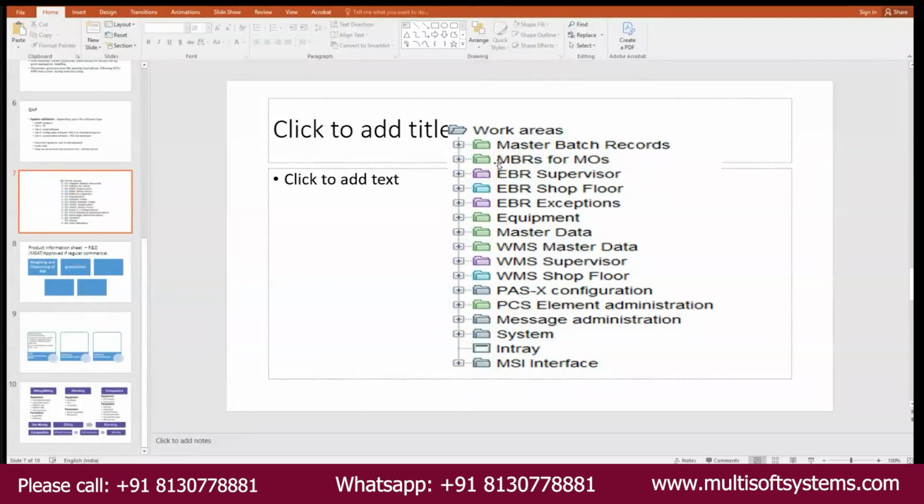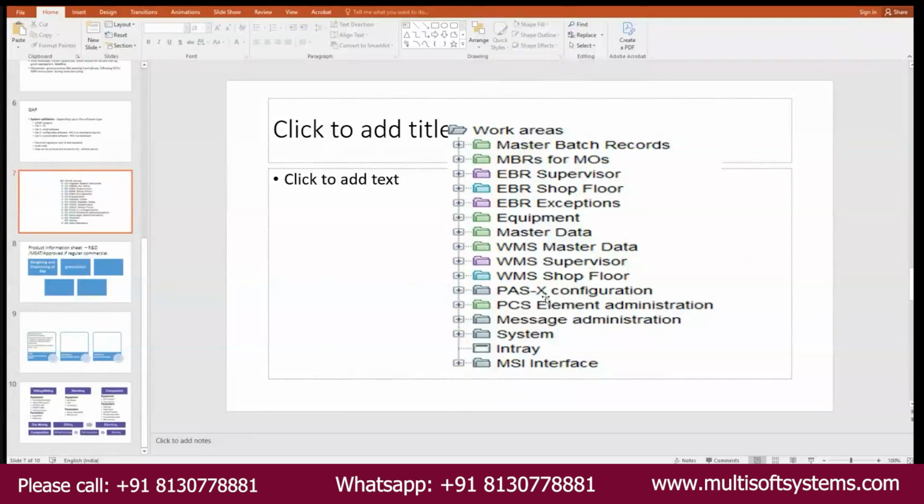If you want to see the process online, you can open this and see the process of the various batches running inside the plant or industry. The next one is the EBR software, where we are recording the activities. In EBR exceptions, we can see any violations, and there is equipment to manage the equipment inside the industry. The master data is the data related to the materials, raw materials, equipment, and any other master data. And WMS is nothing but the warehouse management system. All this will be carried out in the warehouse management system.